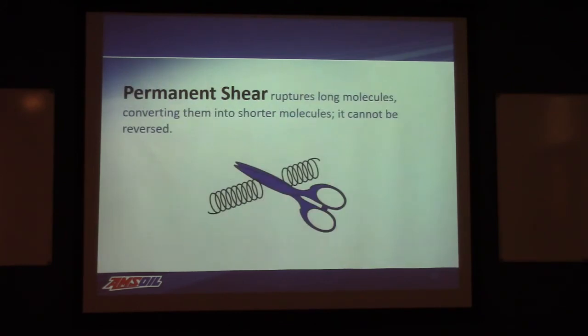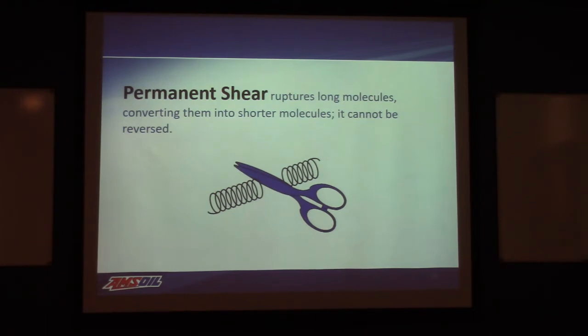A couple of issues with them though. These VI improvers are very long chain molecules and can be mechanically sheared. They can be mechanically chopped up. And once they're chopped up, they lose their ability to expand and increase internal resistance as the temperature increases. So they lose their effectiveness over time.